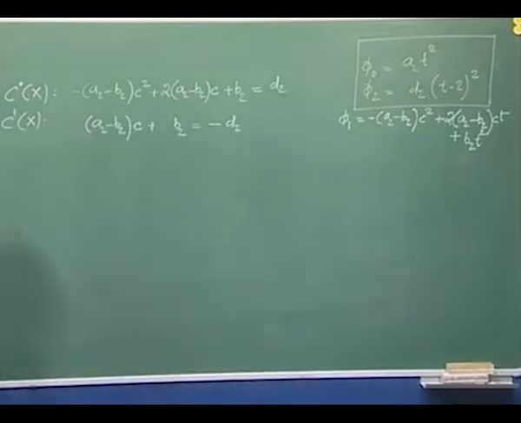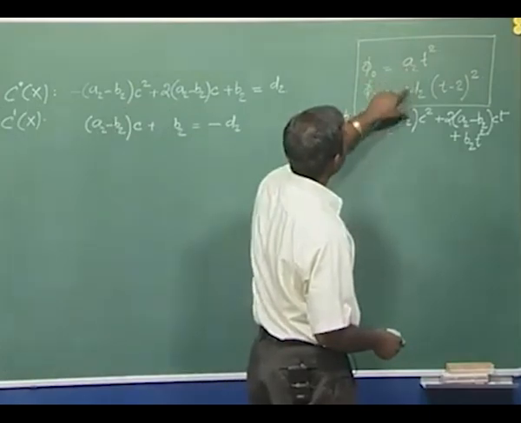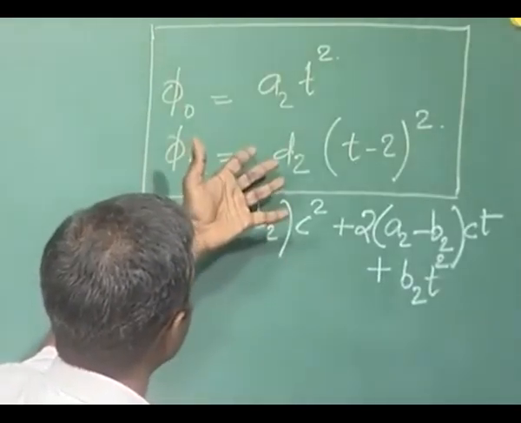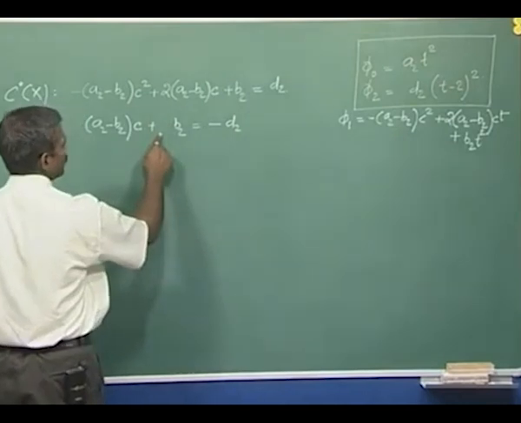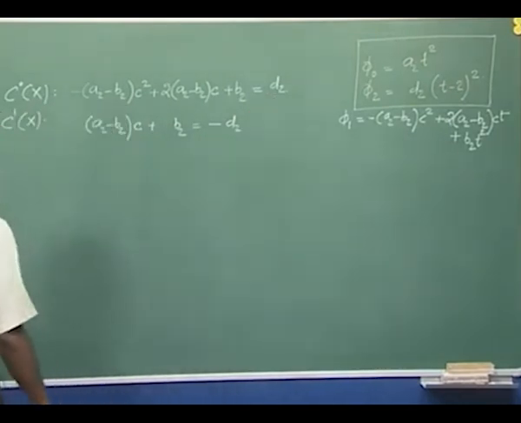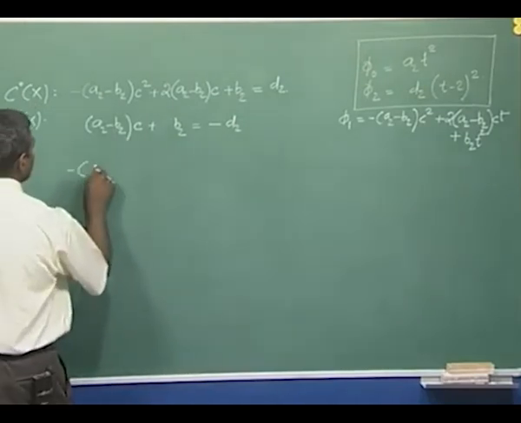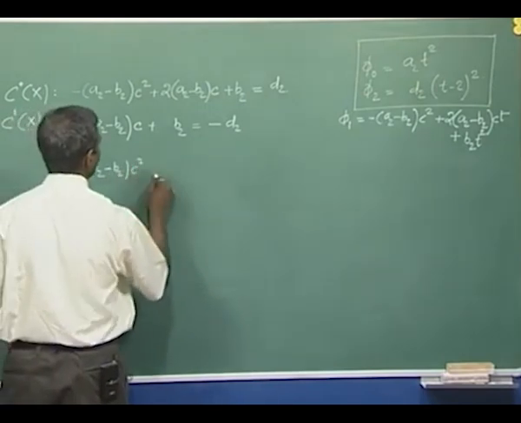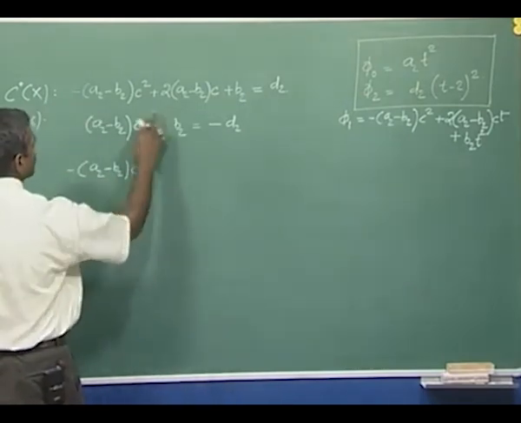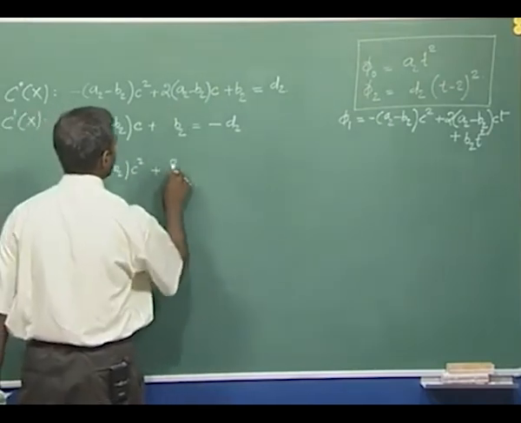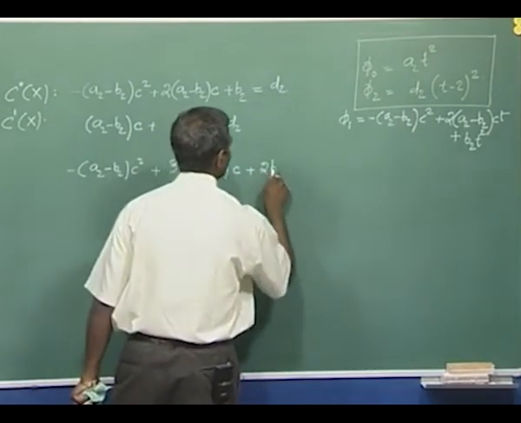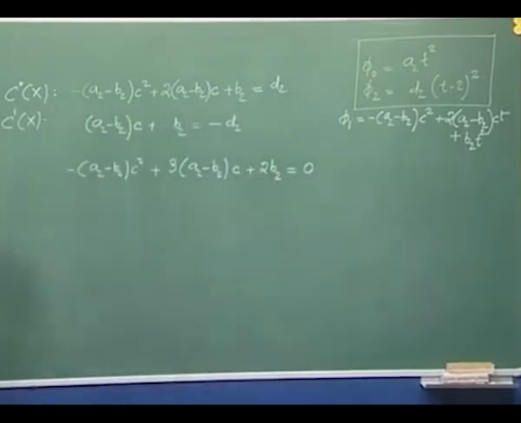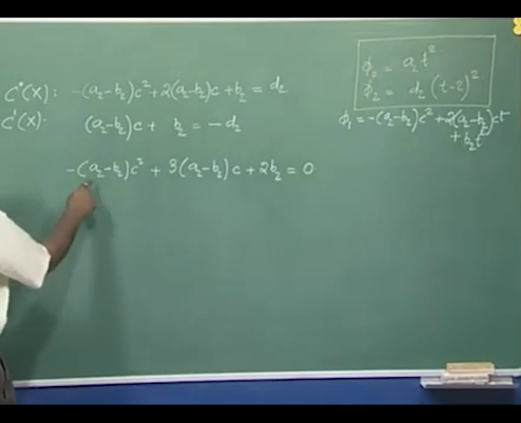The idea here is to express any 2 of the 3 unknowns in terms of 1 unknown using these 2 conditions. Now let's add these 2 equations together, which would eliminate D2. So when I do that, I have minus A2 minus B2 C squared. If I add these 2 together, I'll get 3 times A2 minus B2 times C plus 2 B2 equals 0. This is an equation in terms of A2 and B2. Let's start clubbing the coefficients pertaining to A2 and B2 separately.